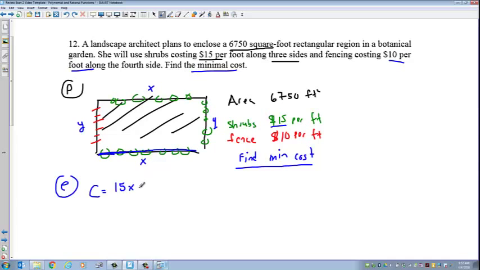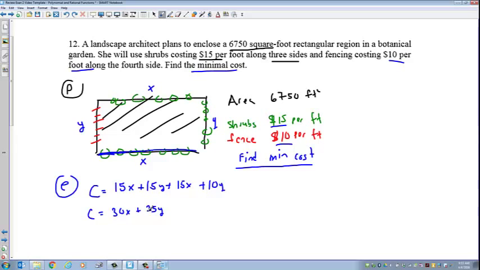And then once you see that, it's really easy. This side is Y, so it's 15Y. And this side is X again, so it's 15X. And then finally, this side's a little bit different because the cost is different. Instead of $15 per foot, it's $10 per foot, so it's plus 10Y. And so my cost function is actually 15x, 15x, so 30x's plus 15 and 10 is 25y's.